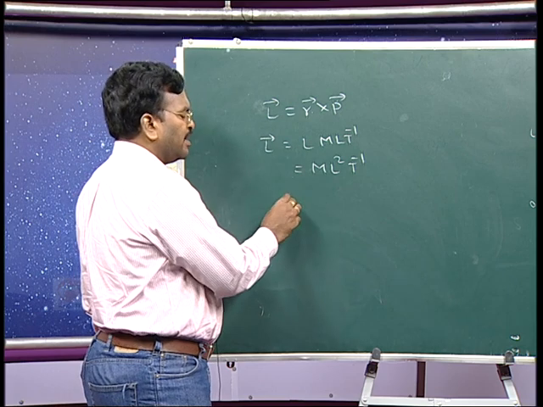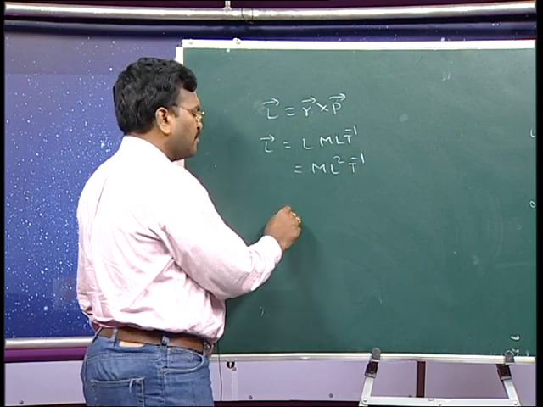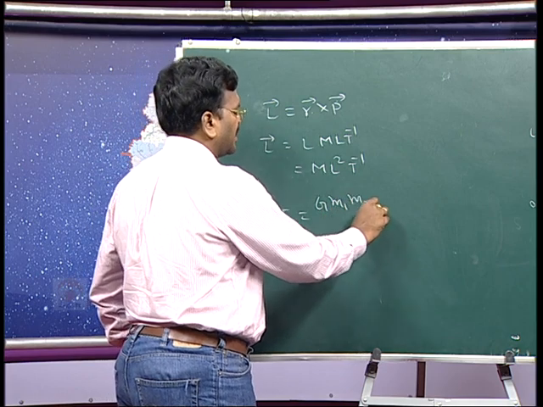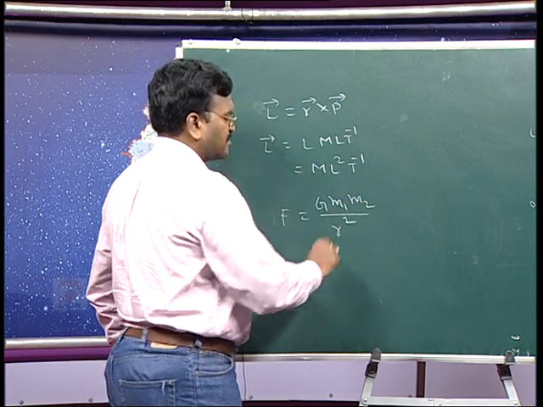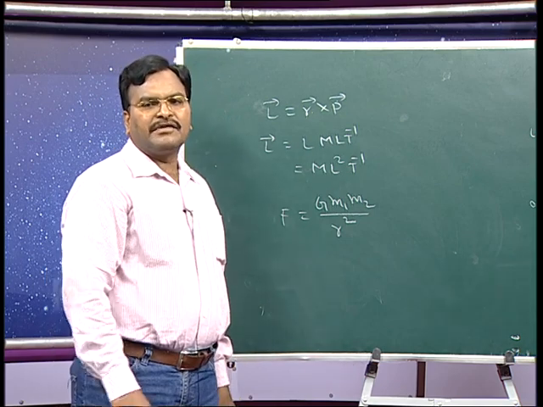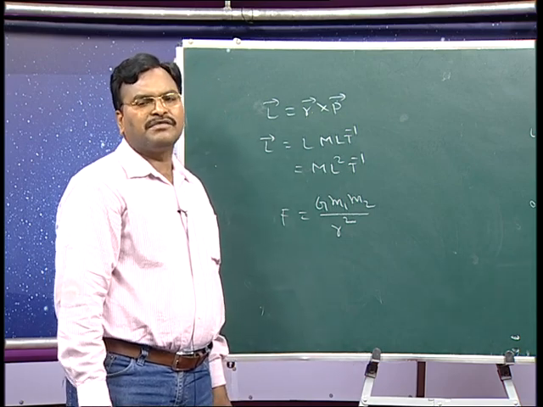Here one more thing, universal gravitational constant. What is gravitation force? F is equal to G m1 m2 by r square. What is the force here? Gravitation force. Whatever may be the force, the dimension formula is the same. What is the dimension formula for force?